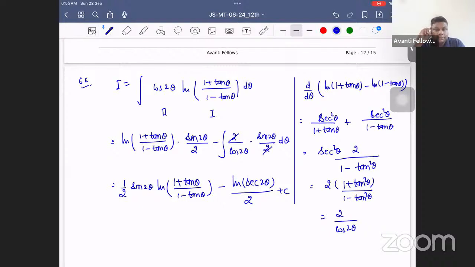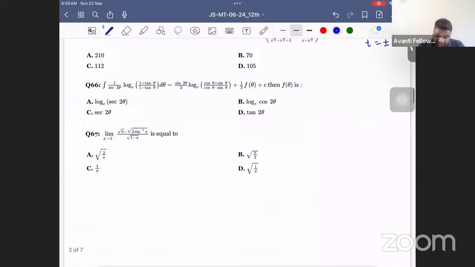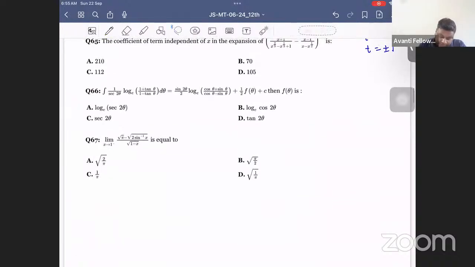Got it? So this was a very, very good question and a simple example of by parts. You just need to understand which one is your first function and which one is your second function. Am I clear? Now the 67th question is also a good question.